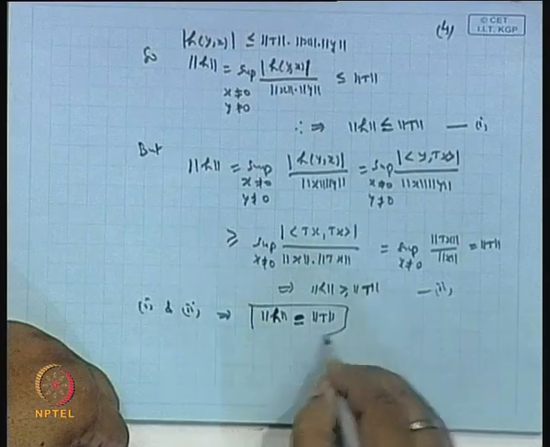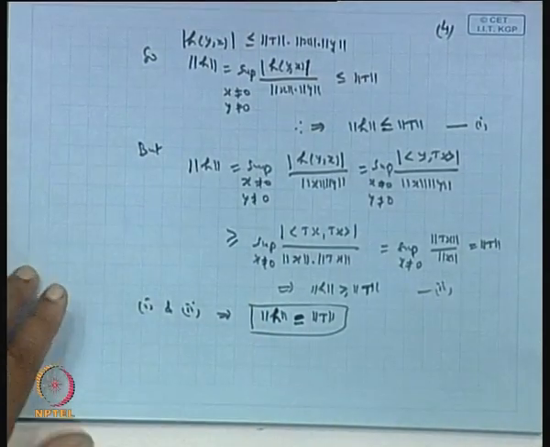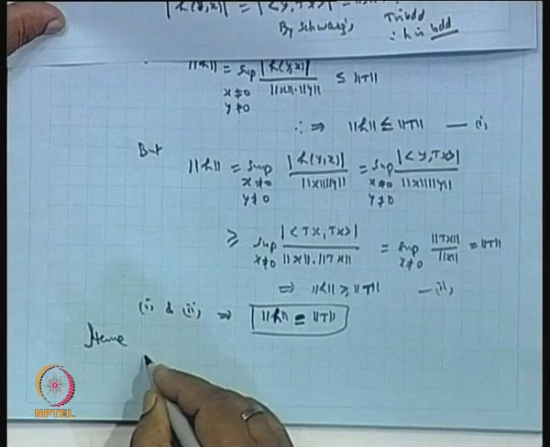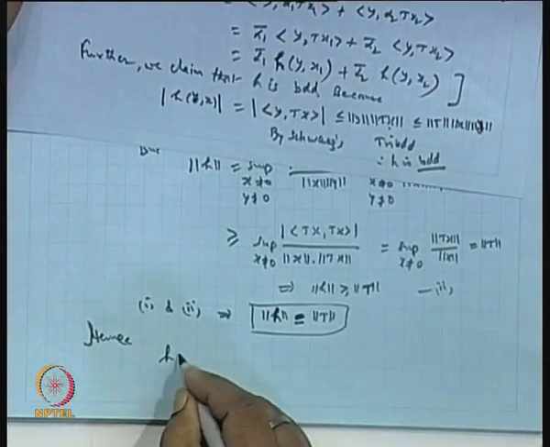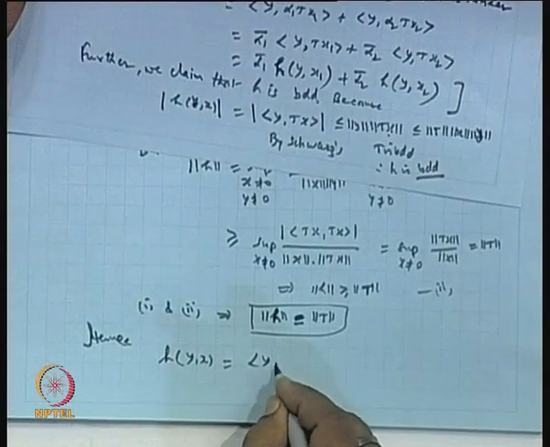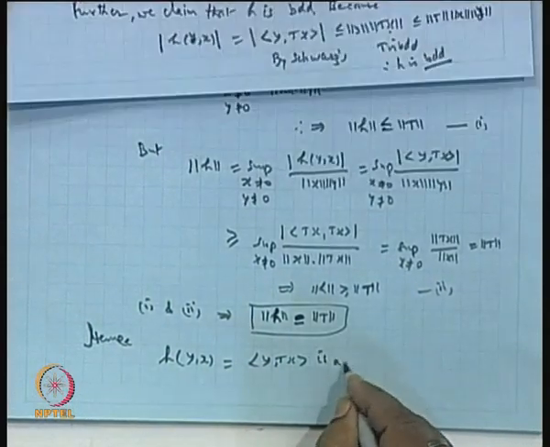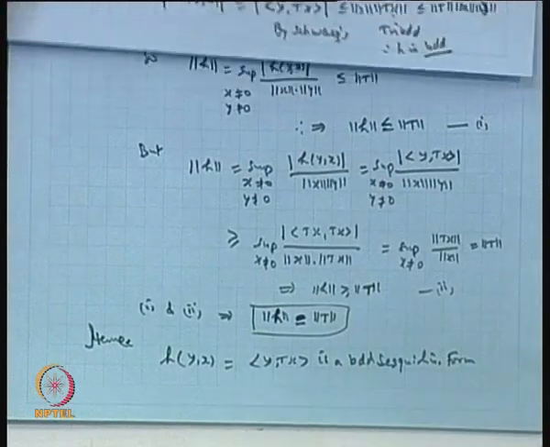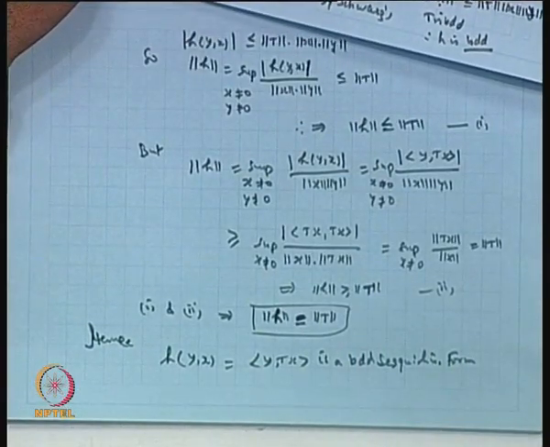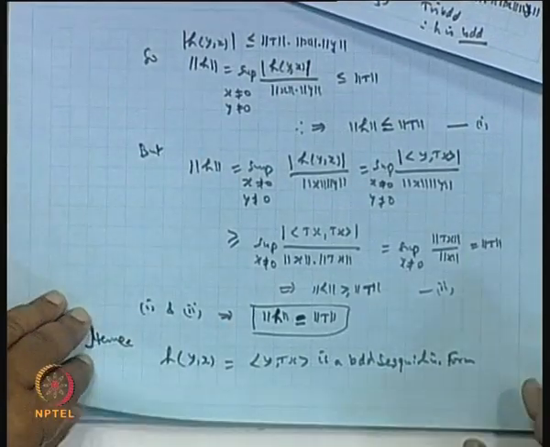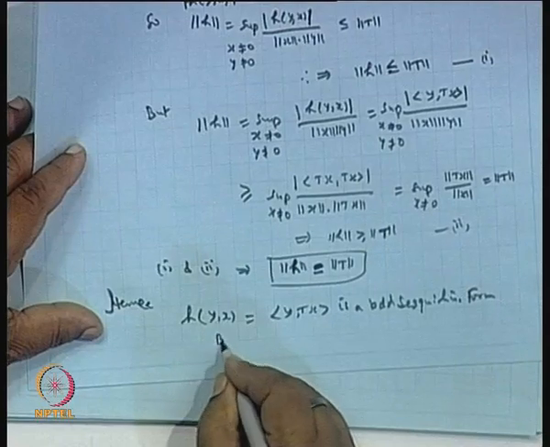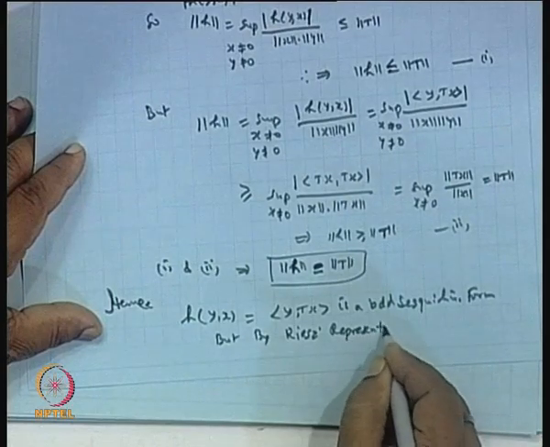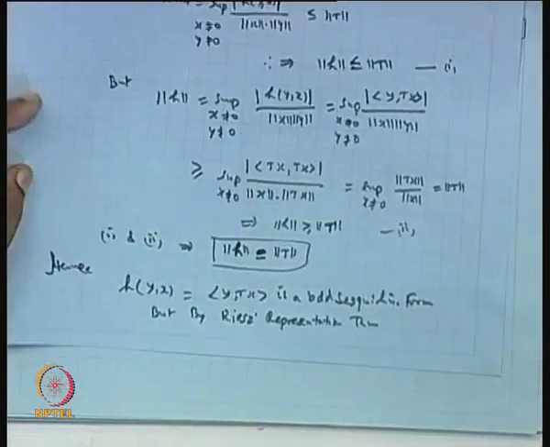Okay? That's what. So, what we conclude is that we have introduced a functional h, which is defined as the inner product of y with T x, and it is a sesquilinear form. Not only sesquilinear, it is a bounded sesquilinear form. Okay? But by the Riesz representation theorem, if you remember, what is this bounded sesquilinear form?